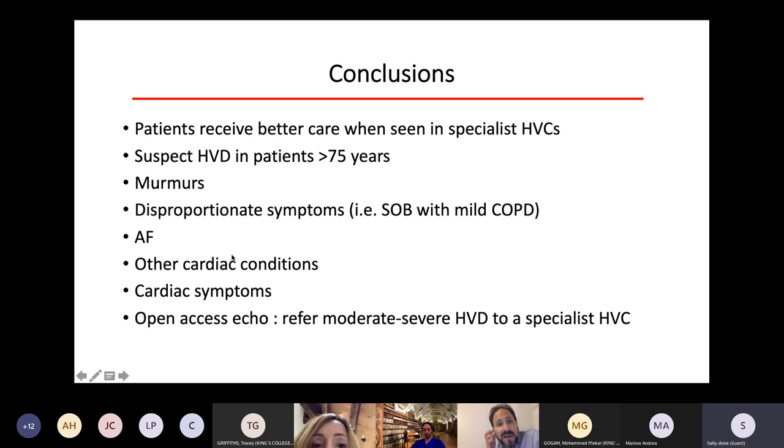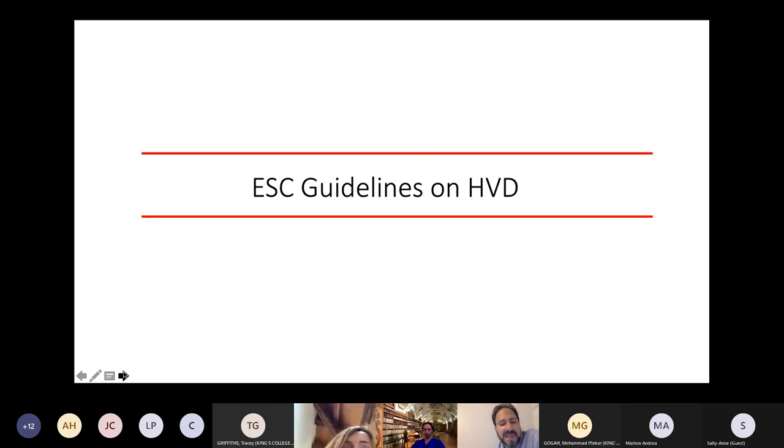Okay, so in conclusion, I do think that patients receive better care when they're seen in specialist heart valve clinics. Suspect heart valve disease in patients greater than 75 years, murmurs, disproportionate symptoms, other cardiac conditions, and request open access echocardiograms and refer patients with moderate to severe heart valve disease to our valve clinic services.